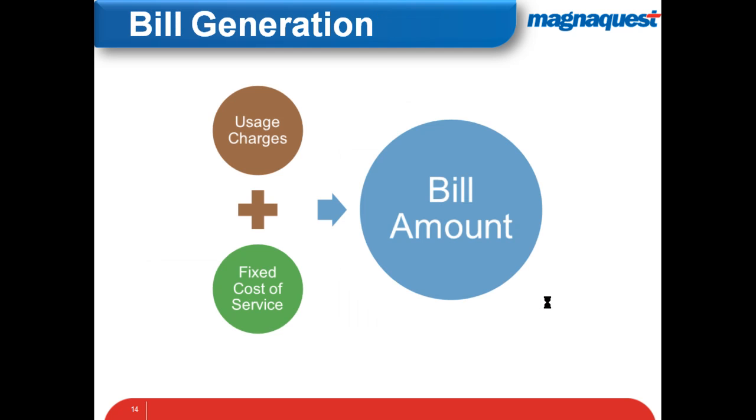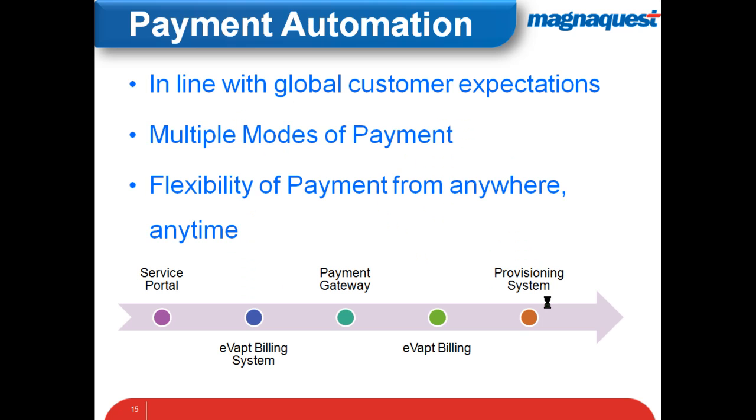And when you generate a bill for your customer, what are the typical two components? You have a fixed cost of service and your usage charges. Now in a cloud model, since the customer does not pay much upfront cost, you are actually reducing that cost, and the usage charges are very transparent, in line with the usage in the previous month. So the bill amount will be a combination of both these components.